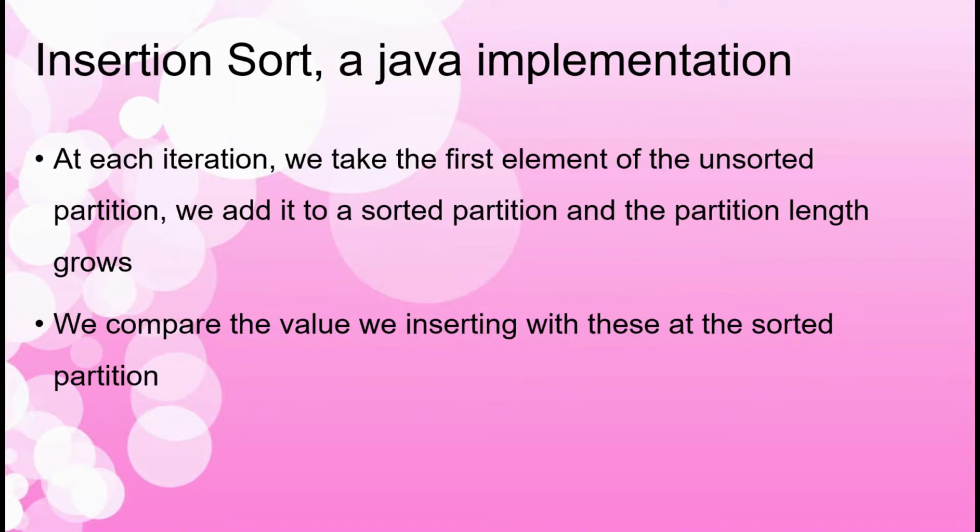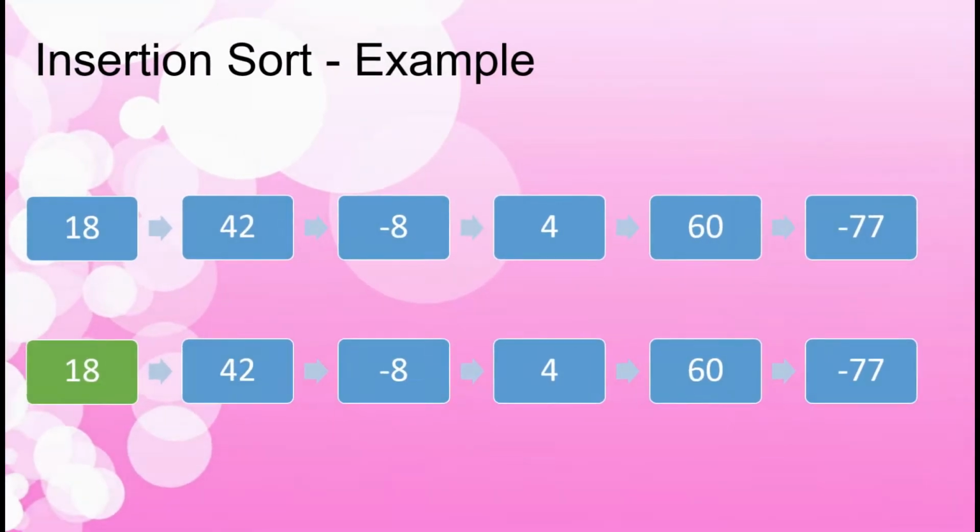At each iteration, we take the first element out of the unsorted partition and add it to the sorted partition, and the partition length grows. We compare the value we are inserting with the values in the sorted partition. Now let's see an example.